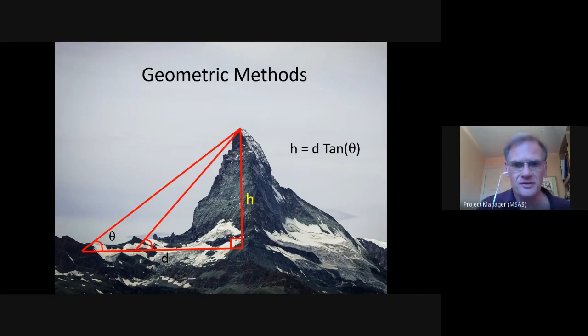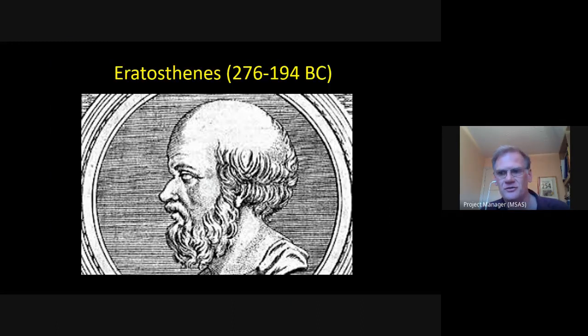So let's go up another scale, to stuff that's more of an astronomical interest. And to do that, we need to call on the services of this guy, Eratosthenes, who was a Greek. He was born over 2,000 years ago, as you can see from the title of the slide.